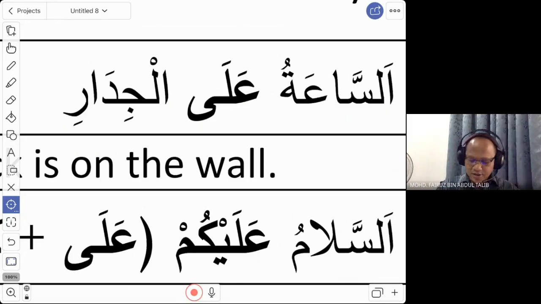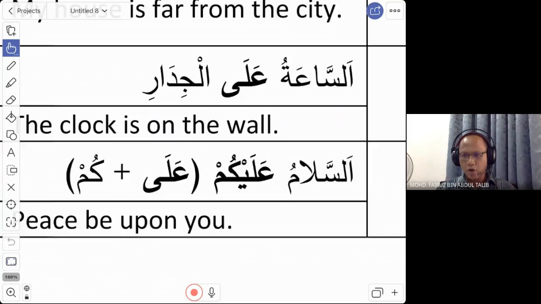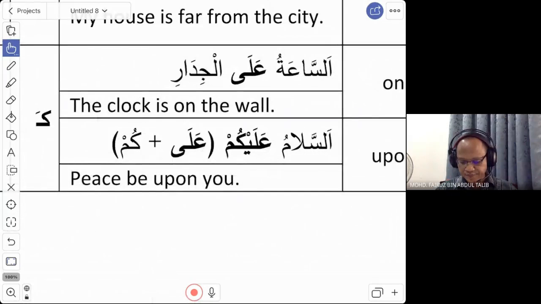So where is the sa'a? As-sa'a ala al-jidar. It is on the wall. Al-jidar is the wall. As-sa'atu ala al-jidar, right? So that is the word ala bimakna on. One of the meanings is on.